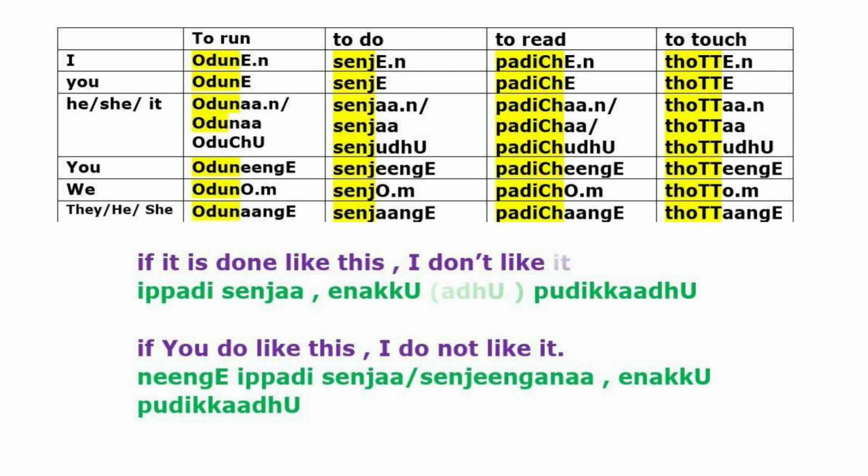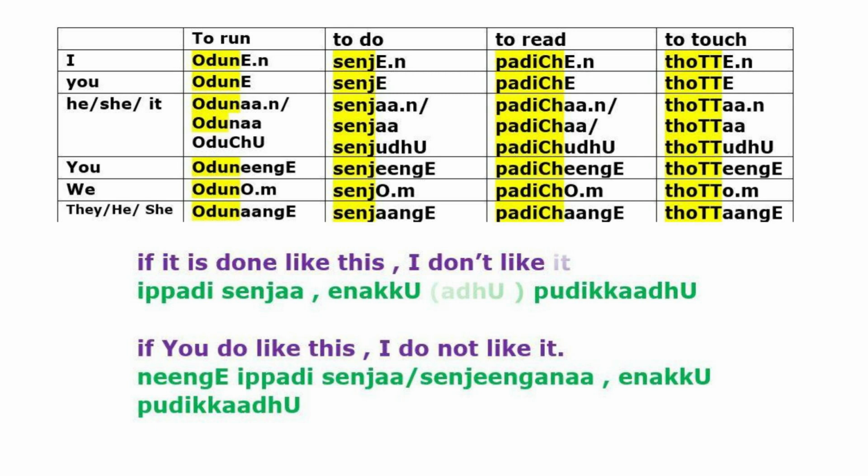The next one is if it is done like this, I don't like it. இப்படி செஞ்சா எனக்கு பிடிக்காது. எனக்கு அது பிடிக்காது is optional. அது means I don't like it. In English we try to use I don't like it instead of saying I don't like. However, in Tamil, இப்படி செஞ்சா எனக்கு பிடிக்காது. I think it is well understood that you don't like something. இப்படி செஞ்சா எனக்கு பிடிக்காது. If it is done like this, I don't like it.